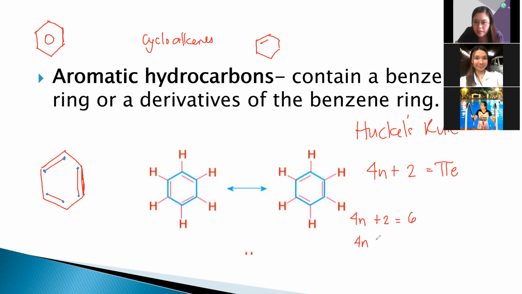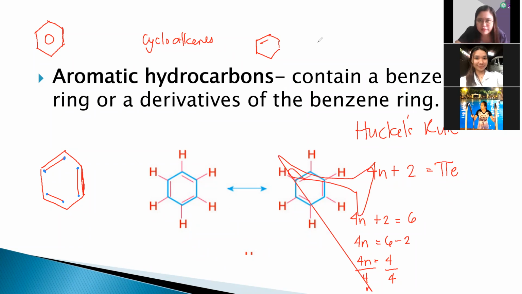So 4n, let's transpose 2 on the other side. So this becomes minus 2. 4n equals 4 divided 4 both sides. Ayan. So this is equal to 1.